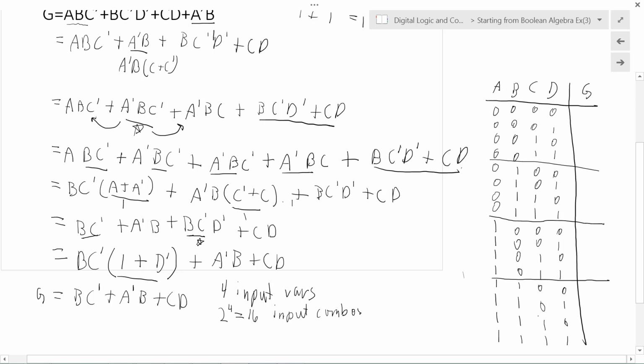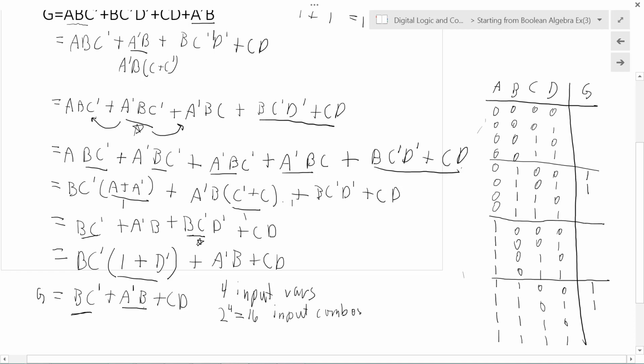So now, let's go through our 3 terms here. Let's look at this term first. We know that G is going to be equal to 1 if and only if one of these 3 terms, BC prime is true, or A prime B is true, or CD is true. So in which entries is the term BC prime true? So B is equal to 1 and C is equal to 0 for this term to be true. So BC prime, so when this column is 1 and this column is 0, we're going to have 1s for G. So 1, 0, 1, 0, and then 1, 0, 1, 0.